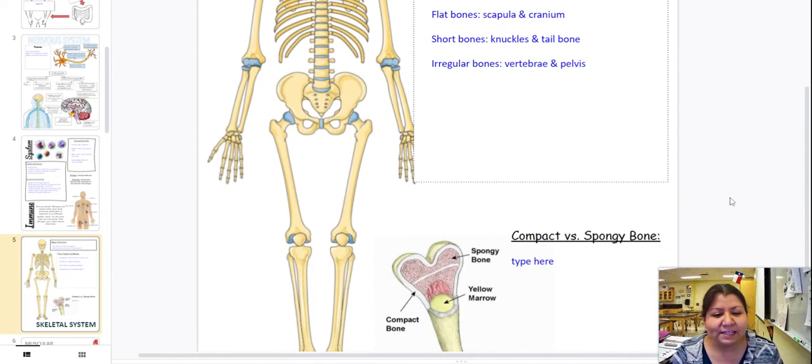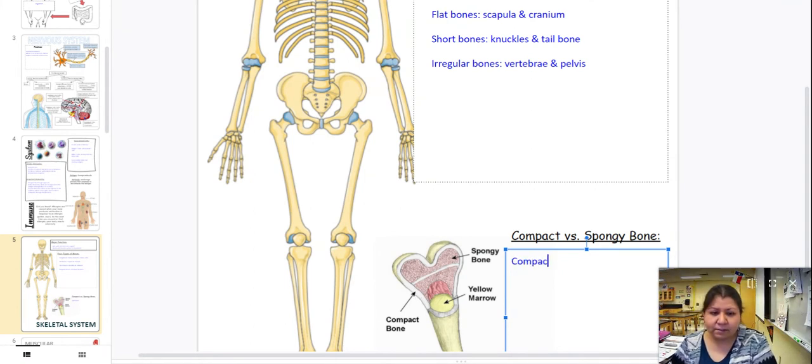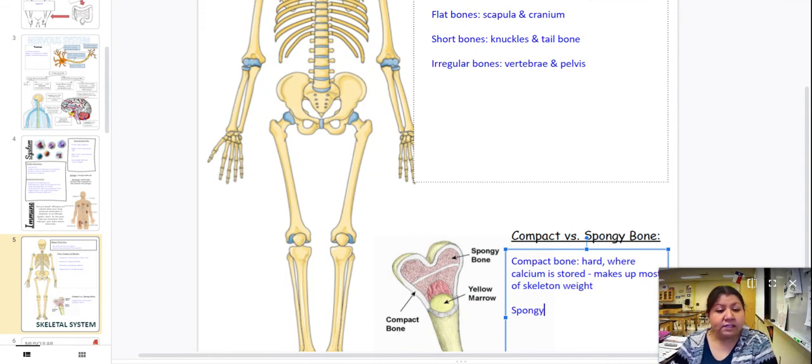So if we're looking inside of a bone, and you may have seen this, those of you that have dogs and have ever given your dog a bone, you've probably seen this. In our bone, we have two different types of tissue. We have spongy bone and we have compact bone. Compact bone is hard. This is where calcium is stored. And it's actually very heavy. It makes up most of the skeletal weight. And then spongy bone is very soft, and it has holes there for nutrients, blood, and nerves to pass through.